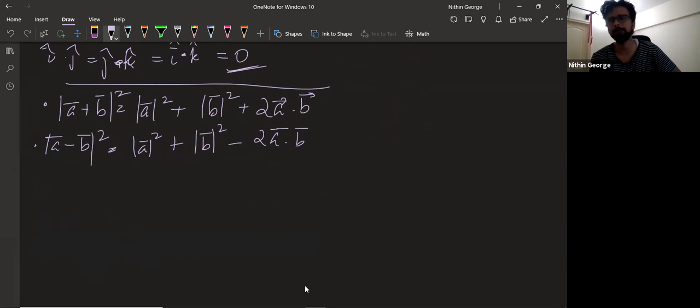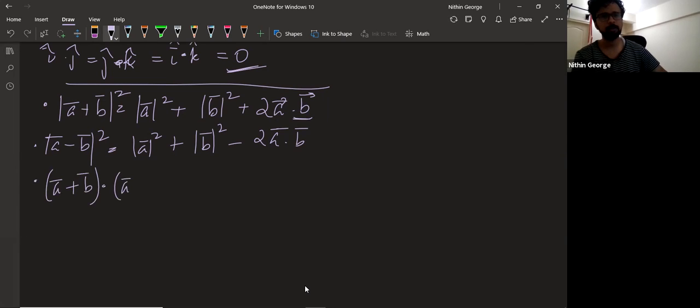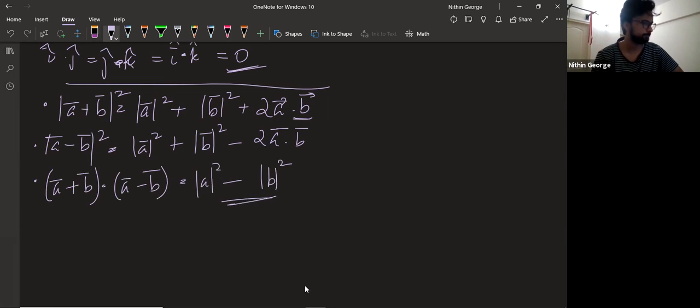Okay, you just replace B with minus B here. That's it. You can take minus B here, and then you can take the minus outside. That's what is happening. Now, A plus B dot A minus B is mod A square minus mod B square.